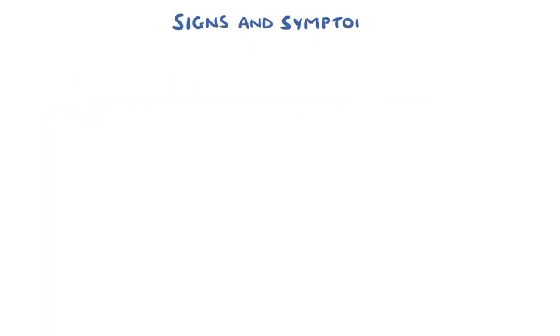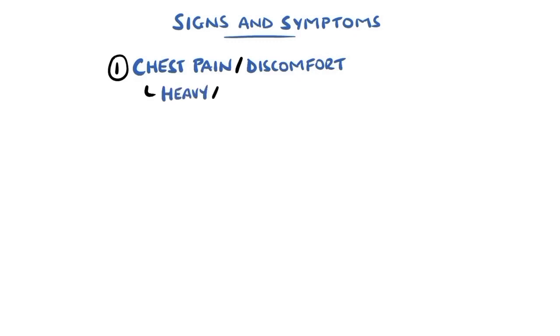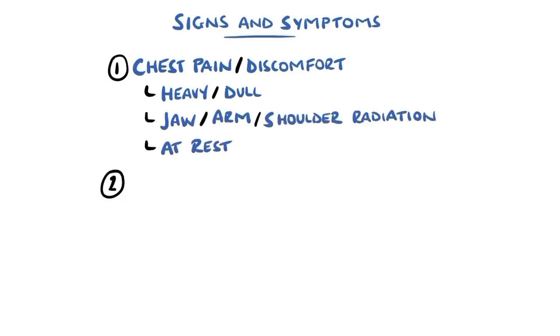Clinically, each one can present similarly. Symptoms include chest pain or discomfort, often described as heavy or dull, with radiation to the jaw, arm or shoulder that comes on at rest. Upper back pain and epigastric pain, or indigestion-like symptoms, are also possible symptoms of acute coronary syndrome. These were previously termed atypical symptoms.